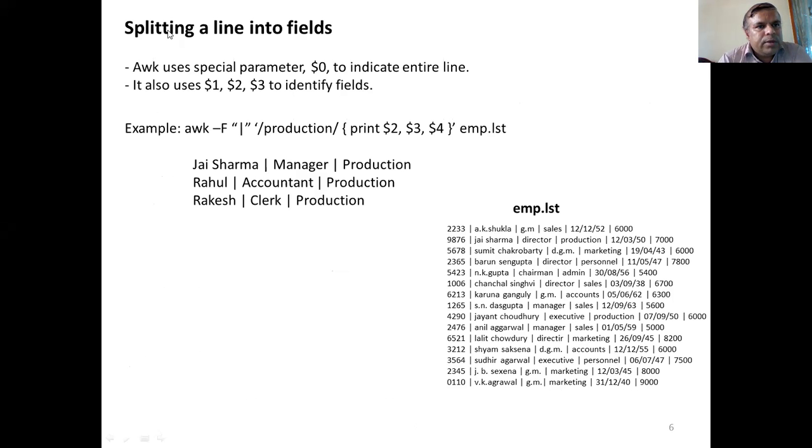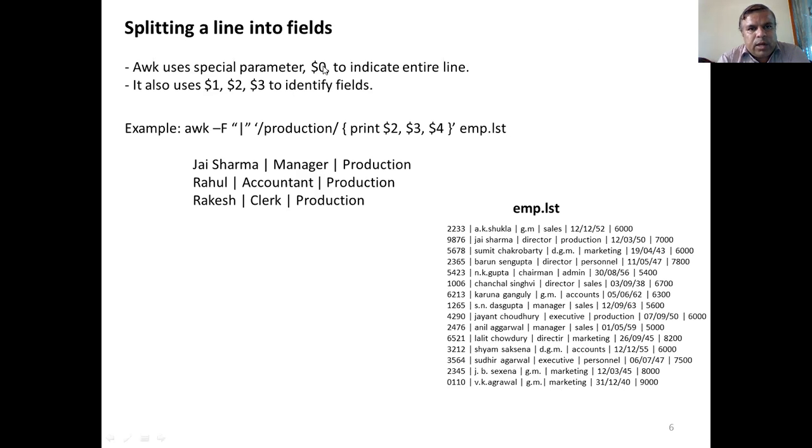Next, continue with the AWK command. So, splitting a line into fields. AWK uses the special parameter $0 to indicate the entire line. It also uses $1, $2, $3 to identify fields. As I said, AWK views text files as records, so each record is a line.